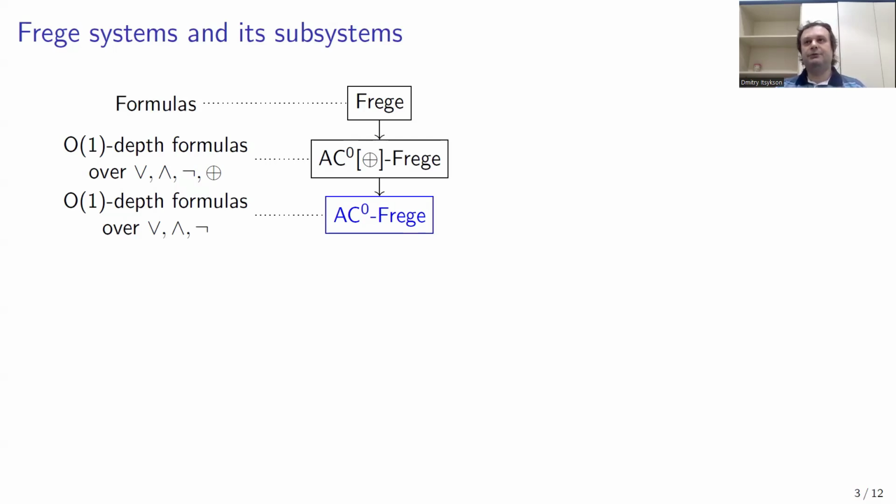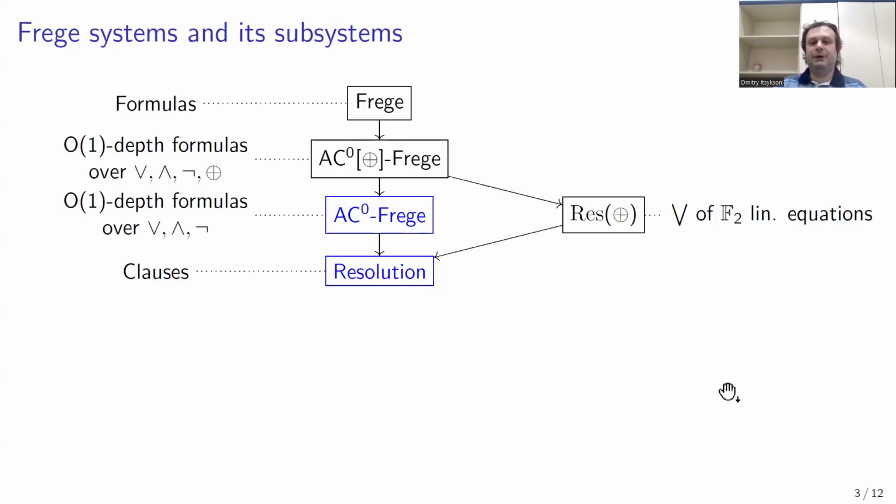However, the result of Razborov and Smolensky gives us hope that it is possible to prove lower bounds in the proof complexity setting as well. The weakest subsystem of bounded depth Frege for which we still don't know how to prove superpolynomial lower bounds is resolution over parities.